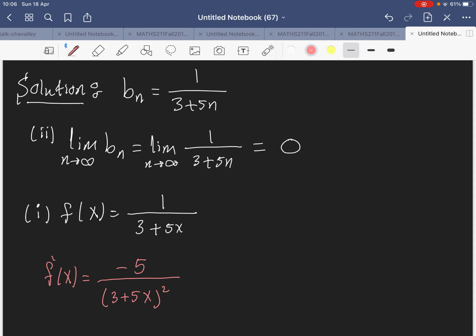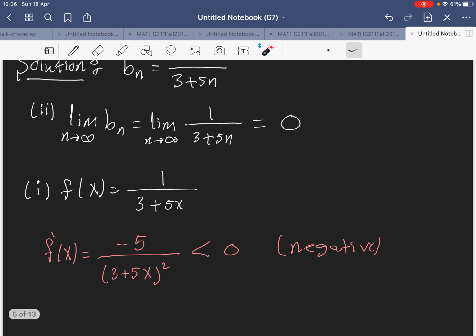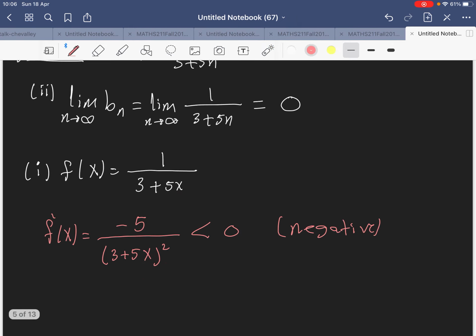It is negative. Why negative? Because you can see there is a minus and there is a square here. So the square is always positive, and the numerator is negative, so this combination will give you a negative. So Bn is decreasing.